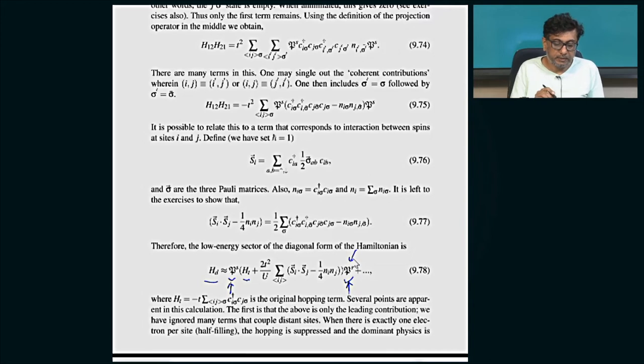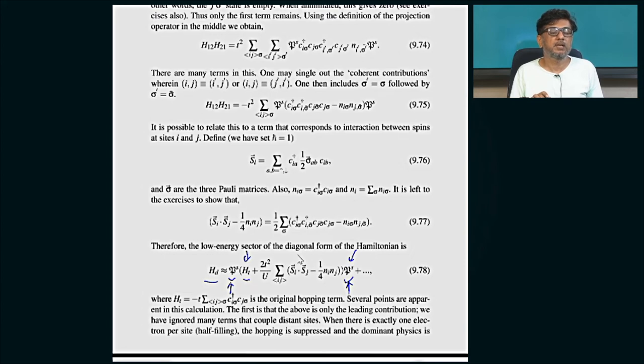So, what is HT? HT is your original hopping. So, basically your effective Hamiltonian is as if there is hopping, but subject to the constraint that you cannot have double occupancy on any site, but then there is an additional correction. That would be strictly true for infinite U. If U is actually infinite, that will happen. So, the infinite U Hubbard model is the same as just hopping with the double occupancy suppressed.